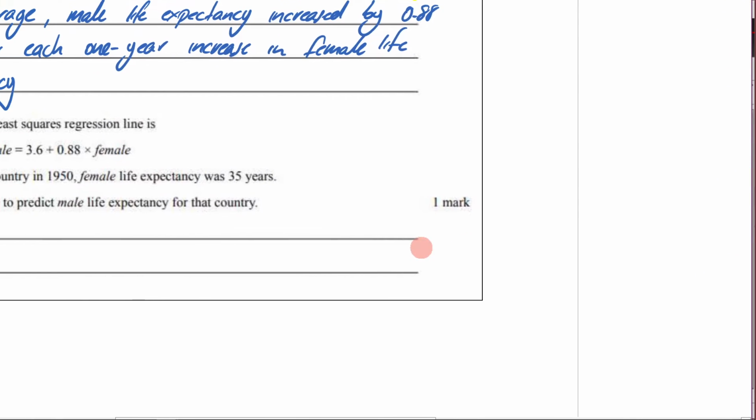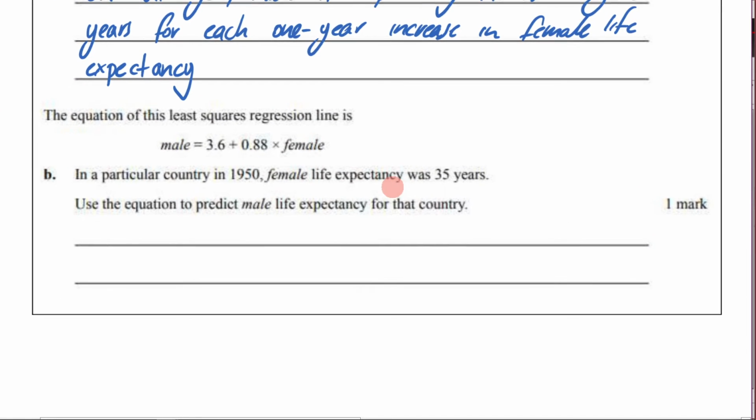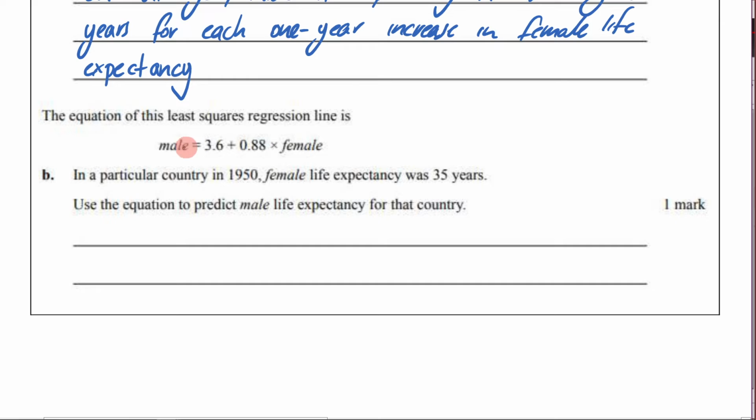Okay, next question. Far more straightforward. It says the equation of the least square regression line is male is equal to this plus that times female. In a particular country in 1950, female life expectancy is 35 years. Use the equation to predict the male life expectancy for that country. This is simply a substitution question. We've been told that the least square regression line is male is equal to 3.6 plus 0.88 times, and now, instead of writing female, we're just going to sub in this 35 that we've been told.